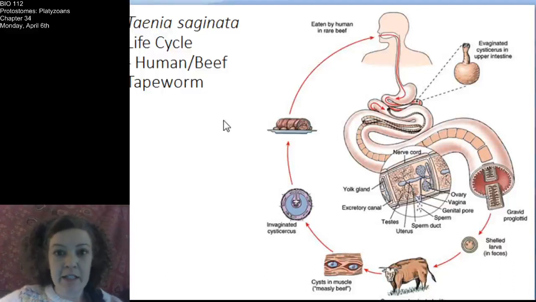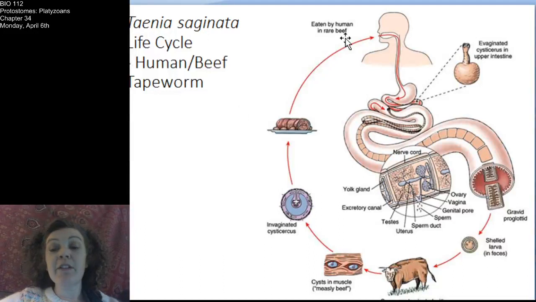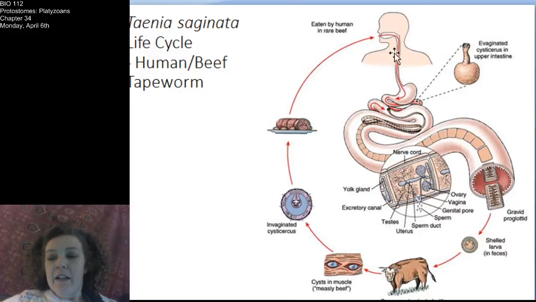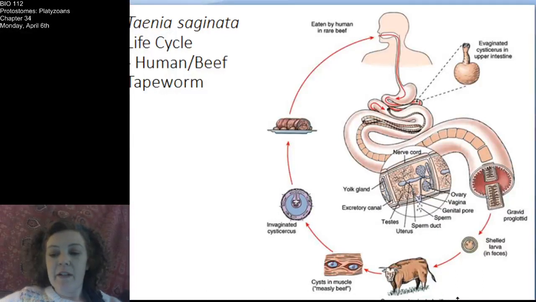I'm not telling you not to eat meat or to eat meat. I'm just saying that's the risk. You can also make sure that what you eat is very well cooked if you do eat an animal, because that way it kills these organisms. Okay, so let's start here. It starts in the cow.